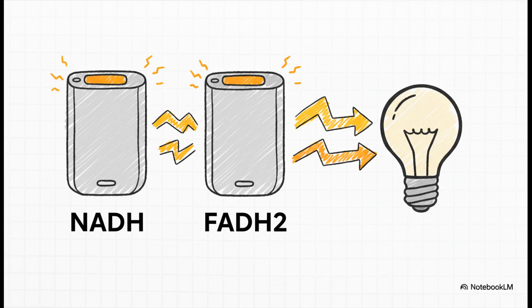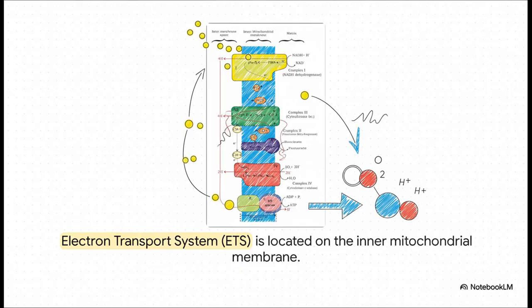The big question is, how does a cell convert all that stored power into usable ATP currency? This is where we go to the bank to cash everything in. The final stage is called the Electron Transport System, or ETS. Here, all our charged-up power banks, the NADH and FADH2, come and drop off their high-energy electrons.